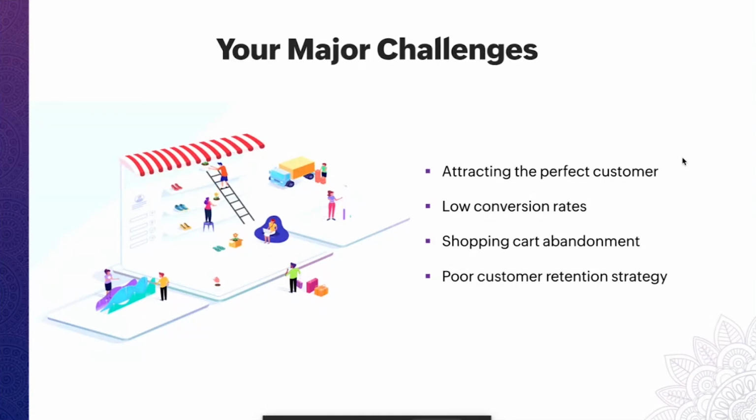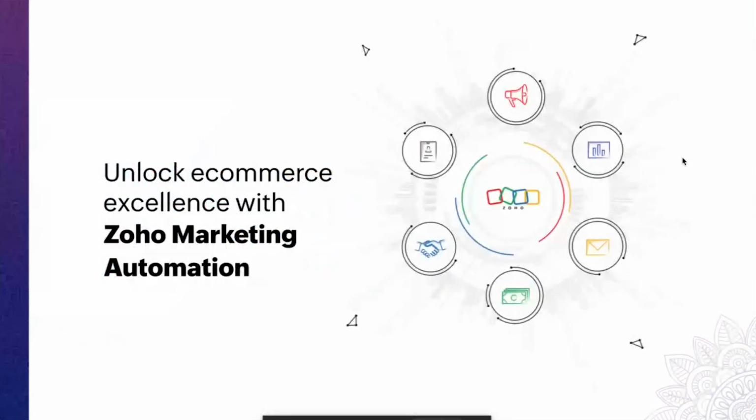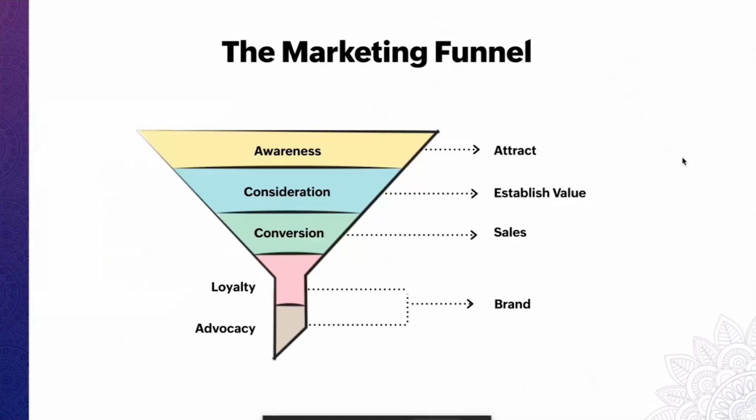That's where Zoho Marketing Automation comes in, and we have built Zoho Marketing Automation specifically to bring you out of these challenges. How? We have brought in this concept of a marketing funnel where you have different stages of a marketing funnel, right? You have the awareness stage, the consideration stage, the conversion stage, and post conversion you have the loyalty and advocacy stages as well.